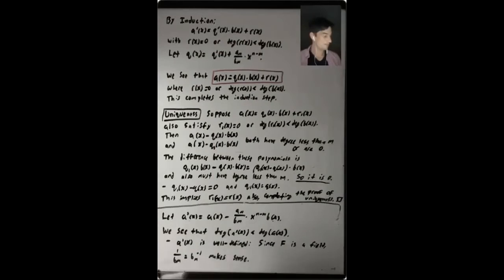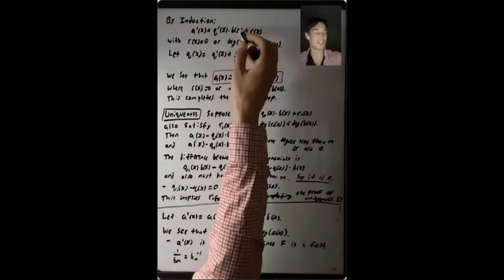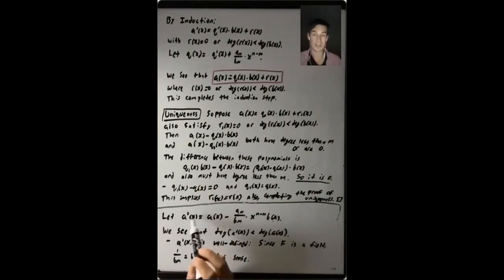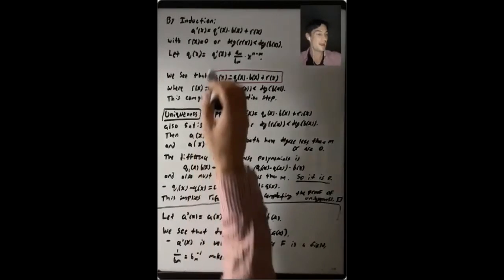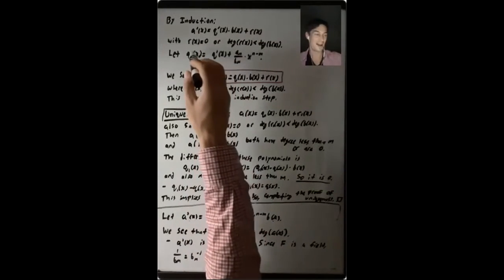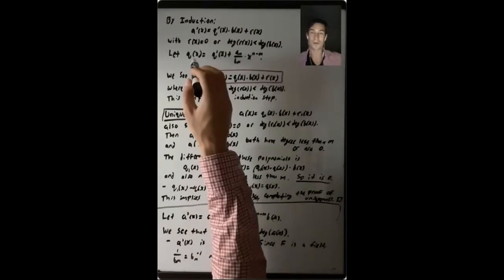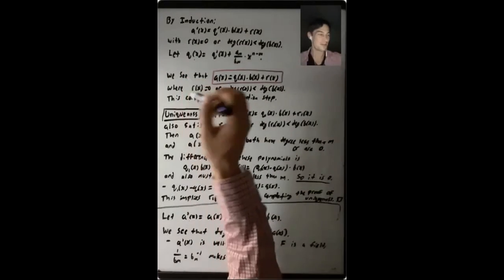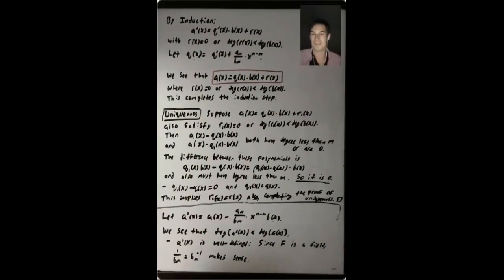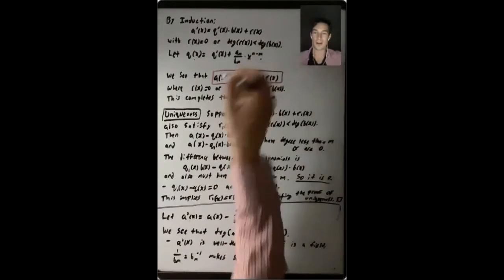So what's the idea? You choose the right thing to multiply, the right monomial to multiply b of x by, to cancel off the leading term of a of x. You apply the induction hypothesis to the thing that is left over, and that gives you a good choice for what the quotient should be when you divide a of x by b of x. So you can verify that all of the steps here work.